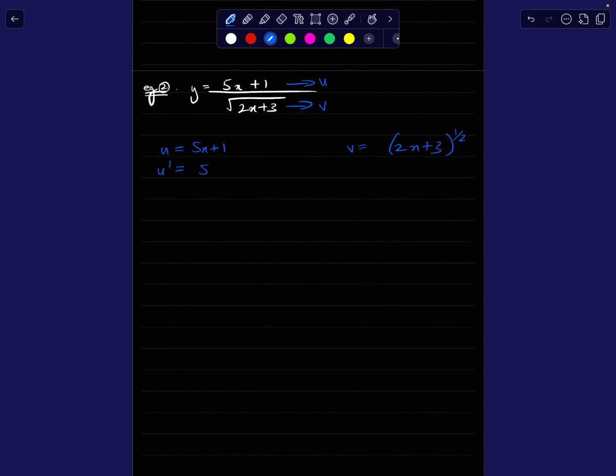So u prime is going to be 5. V prime is going to be 1 over, just a second, I'll do the whole working for you guys. Bring the power down, reduce the power by 1, into differential of the bracket. 2 and 2 cancel off, thus I'll be left with 1 over root of 2x plus 3. So this is what I have to use, this is what I have to use, and this is what I also have to use.